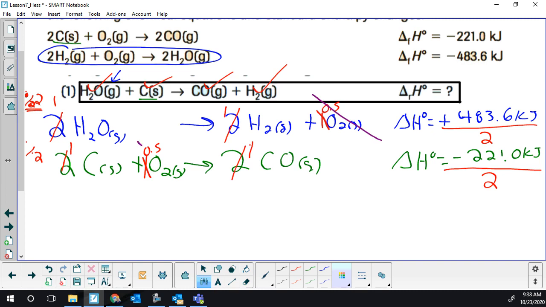Half O2 gas, half O2 gas, that cancels. Okay. What's left is the net that I want. I'm not going to bother netting this up because I've checked, I've got the 4 pieces with the right stoichiometric coefficient, so I can predict the delta H for this reaction.